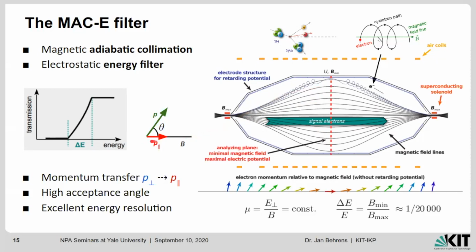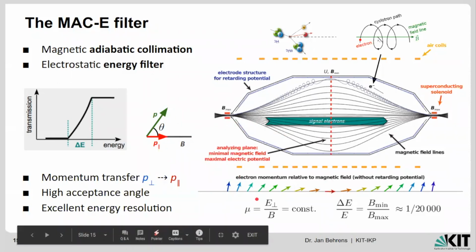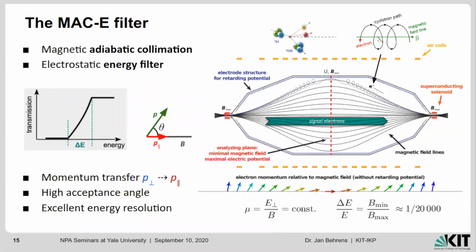But since our source is isotropic, there are also electrons emitted which have an angle relative to the magnetic field line, like it's shown here. This means that less energy is available in the forward direction on the beamline, and so this energy is not available to overcome the retarding potential. And of course, with our isotropic source, most of the electrons would have angles pointing away from the field line. So the MAC-E filter achieves a collimation by using the fact that the magnetic moment in adiabatic propagation is constant, so the ratio of transversal energy and magnetic field is constant. We combine this with a decrease in the magnetic field strength, as I already said, of about a factor of 1 to 20,000. This effectively achieves a momentum transfer from the transversal momentum to longitudinal momentum.